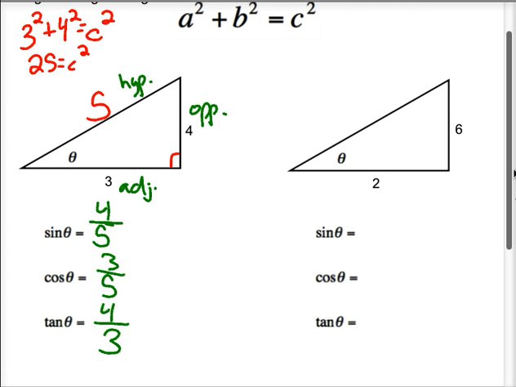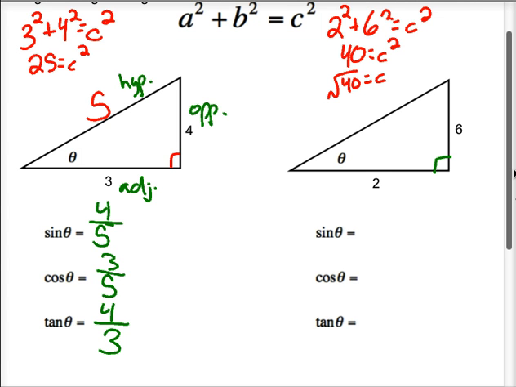All right, now let's look at this other one. So we have our right angle again right there. So if we need that missing side, let's figure it out. A squared plus B squared equals C squared. So 4 plus 36 gives me 40. So square root of 40 is my C.